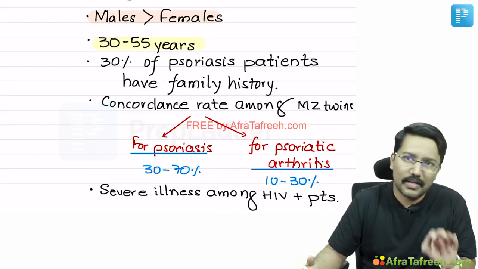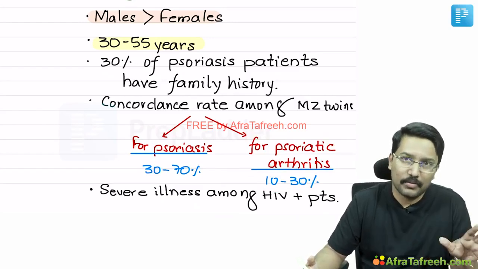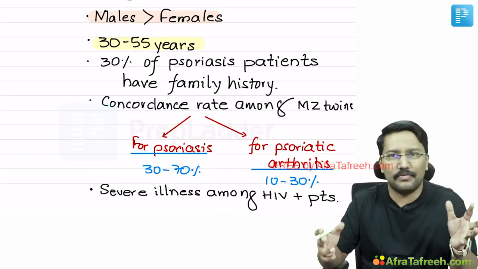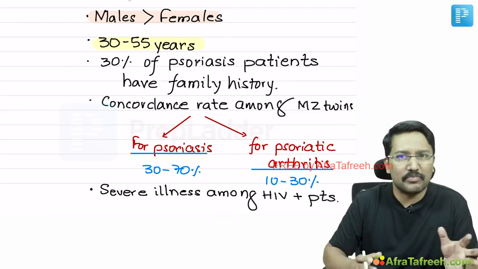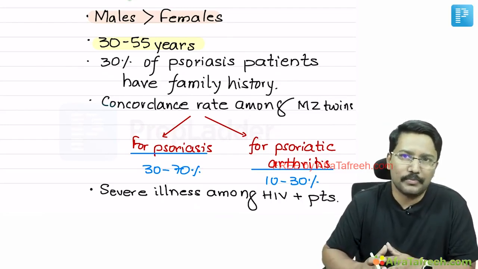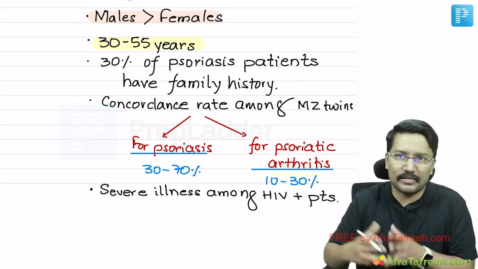But one thing is very clear from this, that 1/3 of the patients have family history and there is a very good concordance rate in monozygotic twins. That means that genetics plays an important role. So we will be discussing a little bit about genetics in the next slide.